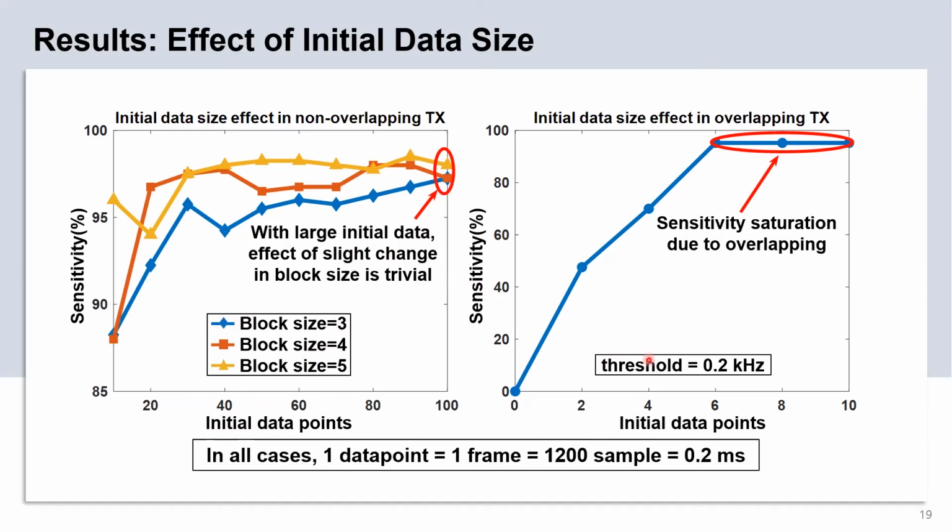The other interesting phenomenon that we see for overlapping transmitters is sensitivity saturation. So what's happening here is that when a point is overlapping, that is, it belongs to both clusters, it fails to satisfy the second condition because it's always in the neighborhood of another cluster. So there is always some count of false negatives which cannot be avoided, and that limits the maximum sensitivity to a certain number, for our case, 98%.